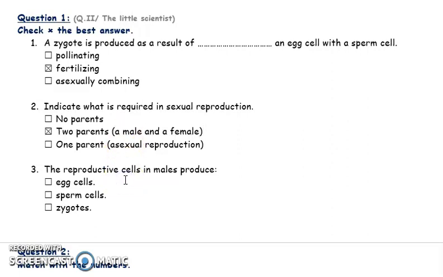The reproductive cells in males produce egg cells. These egg cells are female egg cells. Ovaries. Sperm cells, yes. The main reproductive cells are called sperm cells. Zygotes are egg cells.